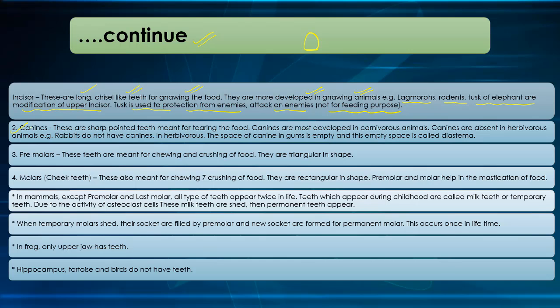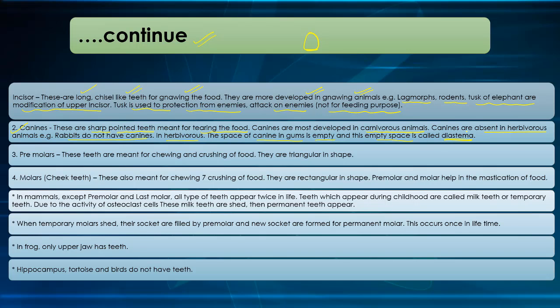Canines are sharp pointed teeth meant for tearing the food. Canines are most developed in carnivorous animals. Canines are absent in herbivores. Rabbits do not have canines. In herbivores, the space of the canine in the gums is empty, and this empty space is called diastema.